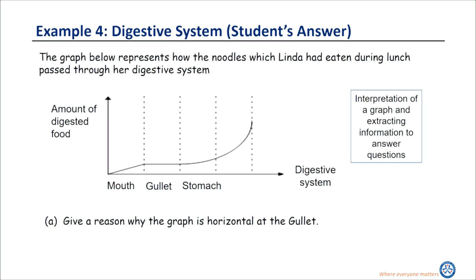The student has correctly picked out the evidence from the graph stating that there has been no change at the gullet. But the student has not actually answered the question fully. There is no explanation as to why this has happened, and so therefore C1 is missing. And so the student will not be getting any marks.